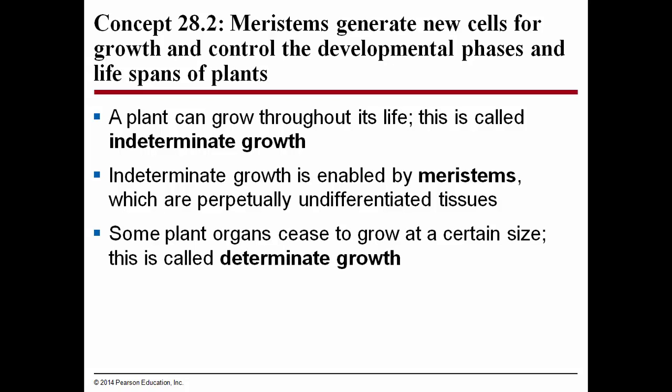Meristems generate new cells for growth and control of the developmental phases and lifespans of plants. A plant can grow throughout its life. This is called indeterminate growth. Indeterminate growth is enabled by meristems, which are perpetually undifferentiated tissue. Some plant organs cease to grow at a certain size. This is called determinate growth.